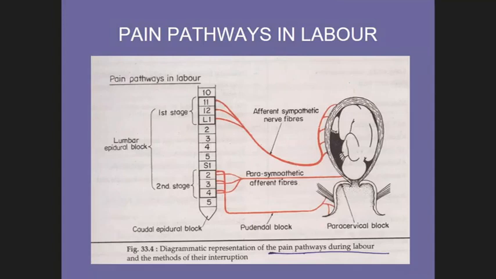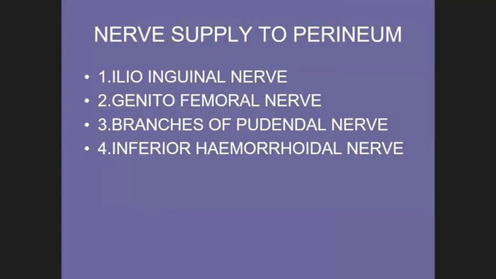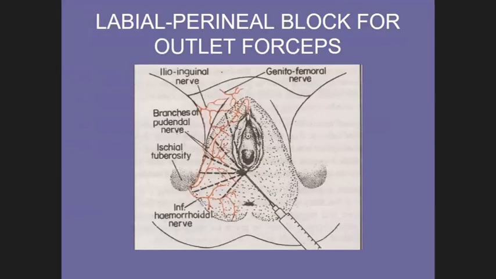Right, so you have this diagram, upper part for the labor pain, lower part for the delivery. Good. Right, so then these are the nerves: ilioinguinal nerve, genitofemoral nerve, branches of the pudendal nerve, and the inferior hemorrhoidal nerve. And then next is the labial perineal block. Very simple. This is what is handy for our junior house officers.